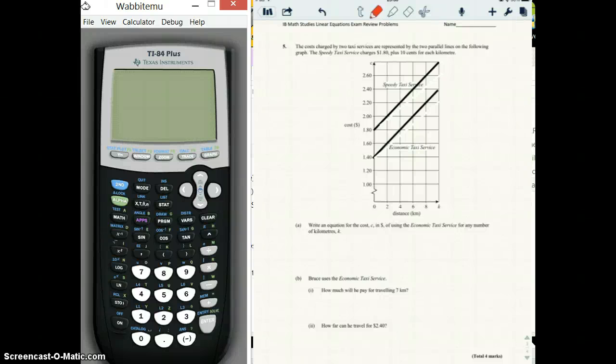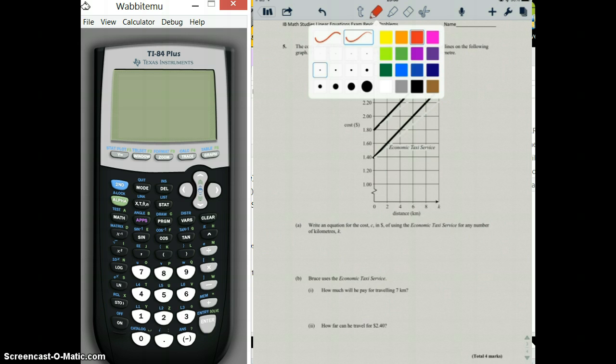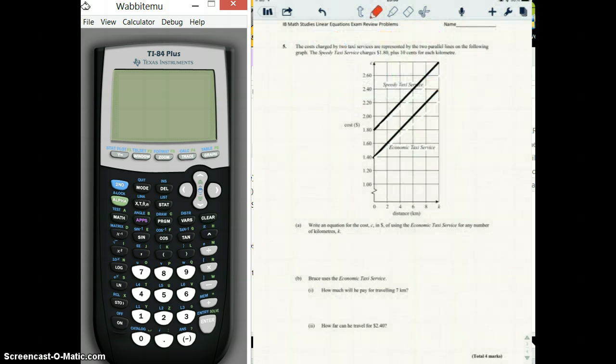Okay, now continuing on with problem number five. The costs charged by two taxi services are represented by the two parallel lines on the following graph. Speedy taxi service charges 180 plus 10 cents per kilometer. And that would be this line.